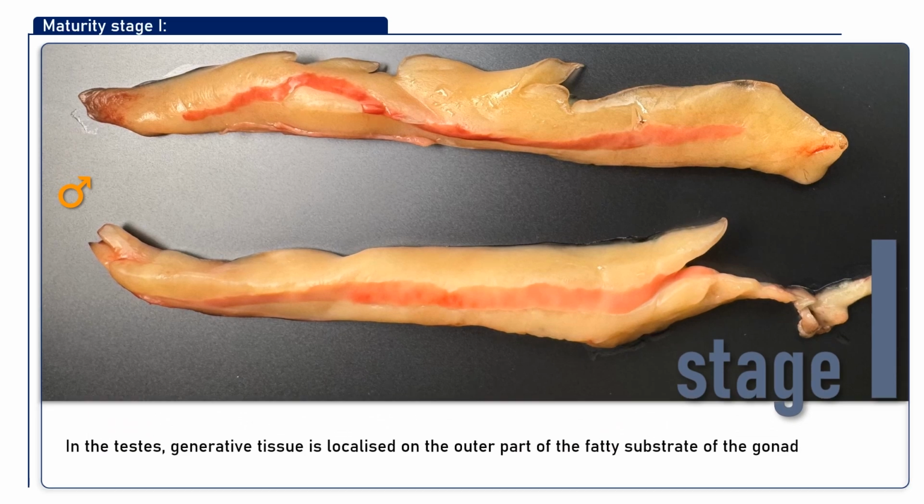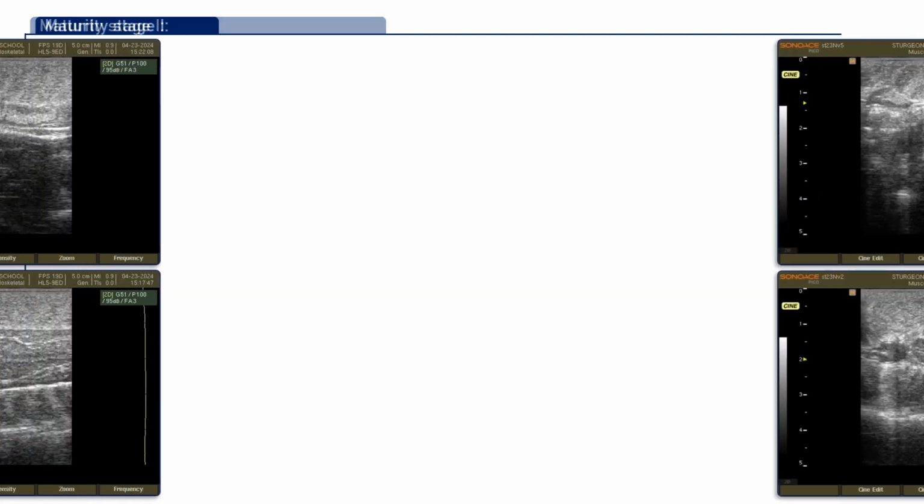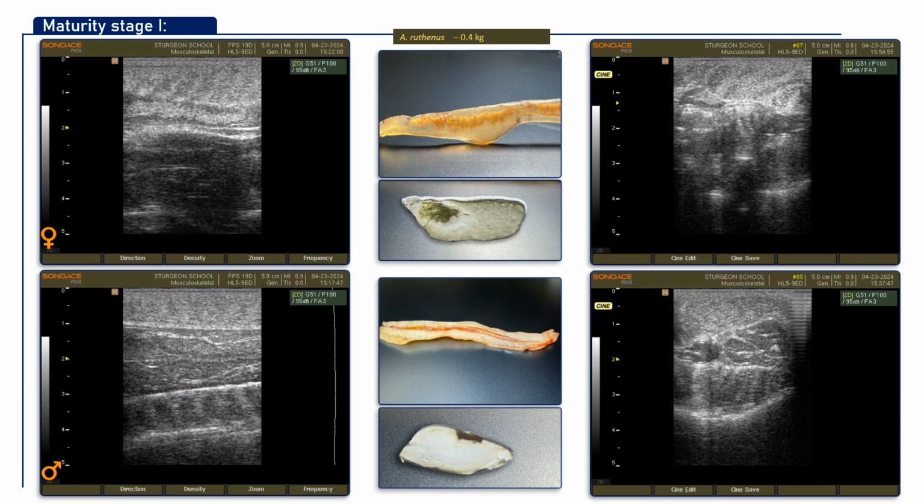Male gonads at this stage are distinguished by the localization of the generative tissue, which is also located on the lateral side of the gonad, but on the outer part of the fatty tissue base. From this stage, gonad development can be monitored by ultrasound screening, since both the gonad as a whole and the generative tissue are clearly visualized on sonograms.